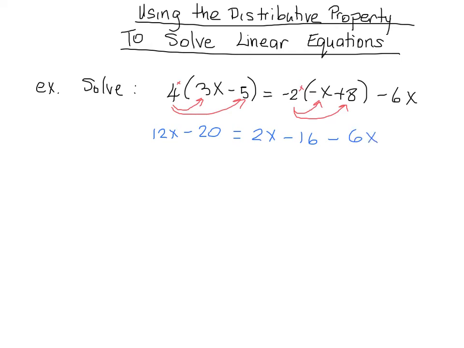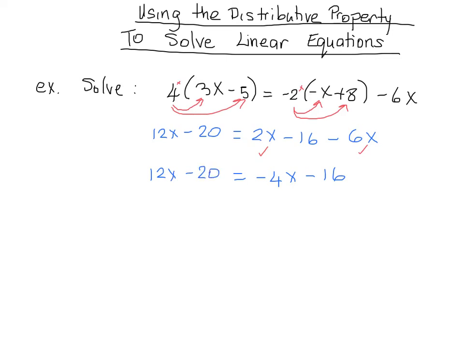Now, the next thing that we want to do is look through everything on each side and combine our like terms. So here we have 2x and here we have 6x, and those are like terms. So we're going to combine them. 2x minus 6x gives us negative 4x. And again, we just leave our minus 16 there. We didn't do anything with it.